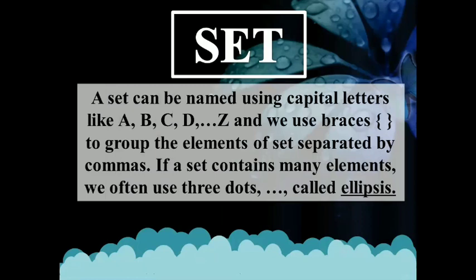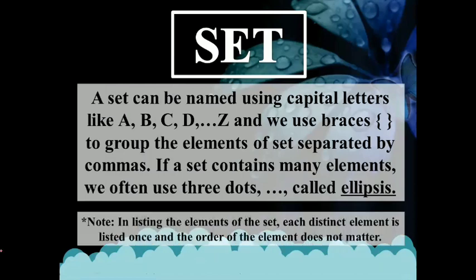A set can be named using capital letters like A, B, C, D up to Z. And we use braces to group the elements of a set, separated by commas. If a set contains many elements, we often use three dots called the ellipsis. Take note that in listing the elements of the set, each distinct element is listed only once and the order of the elements does not matter.